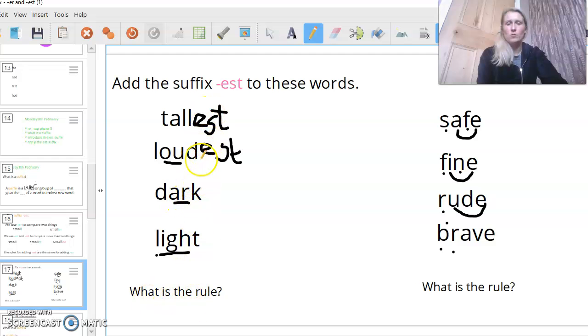What is the rule for this side? Well, they all end in a consonant, don't they? So that means we can just add the EST suffix. Let's have a look at this side now. So pause that if you need to get on with this, and then we'll look at this side. Let's have a look at this.